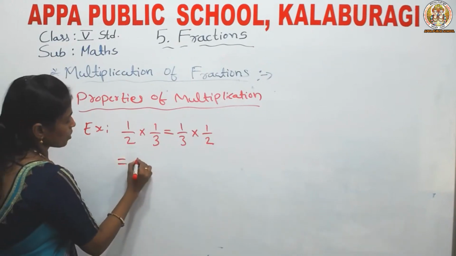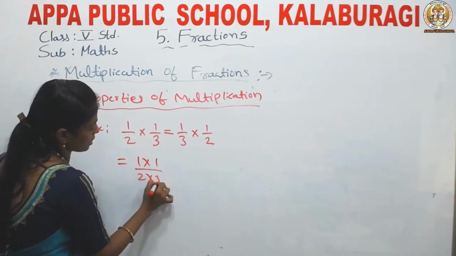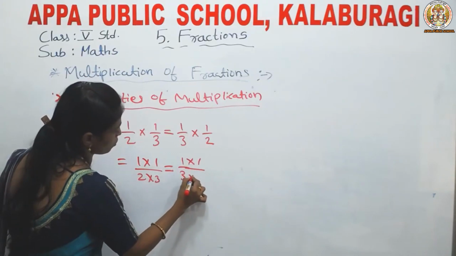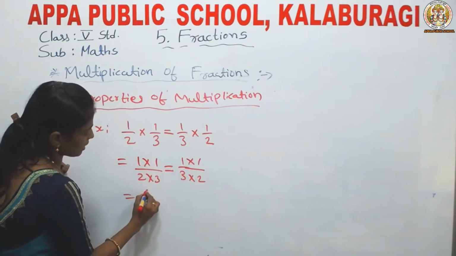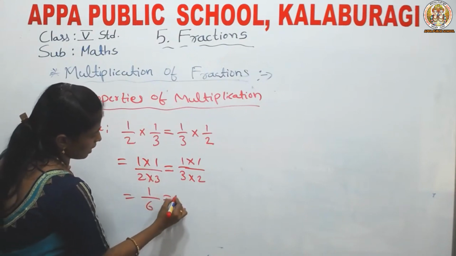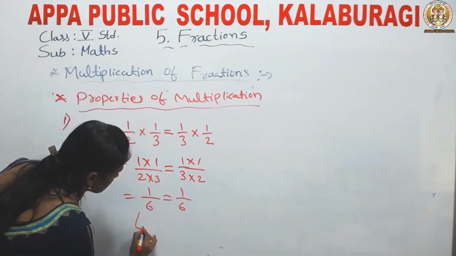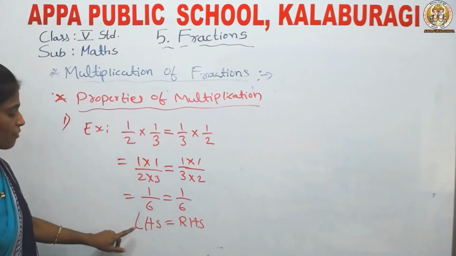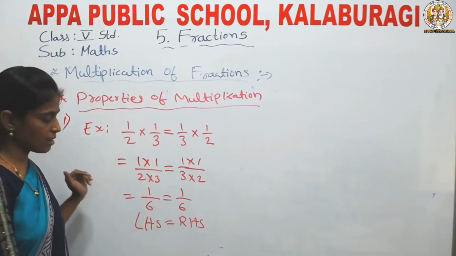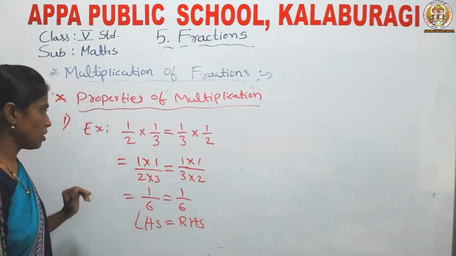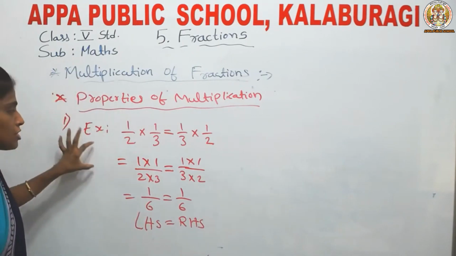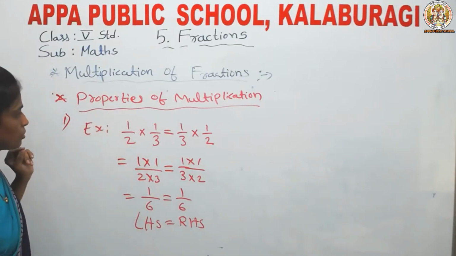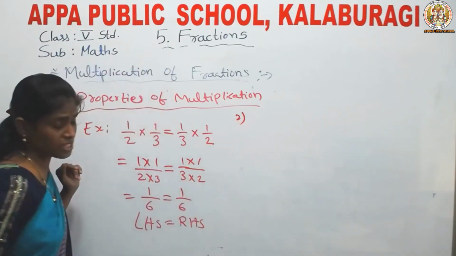How? See here. 1 into 1 divided by 2 into 3 is equal to 1 into 1 divided by 3 into 2. That is, 1 into 1 is 1, 2 into 3 is 6, and here also 1 divided by 6, so LHS is equal to RHS. LHS means left hand side; this is the left hand side and this is the right hand side. The first property says changing the order of fractional numbers does not change the product. Next, the second property.